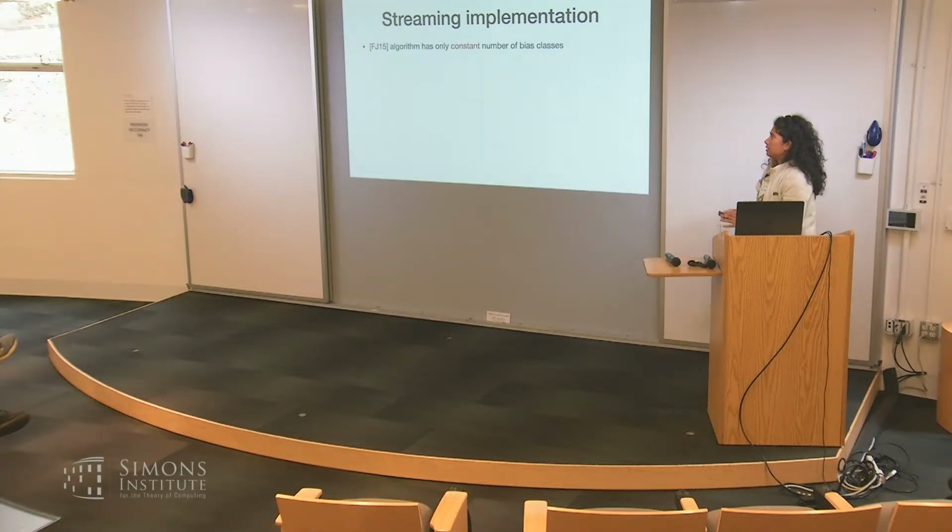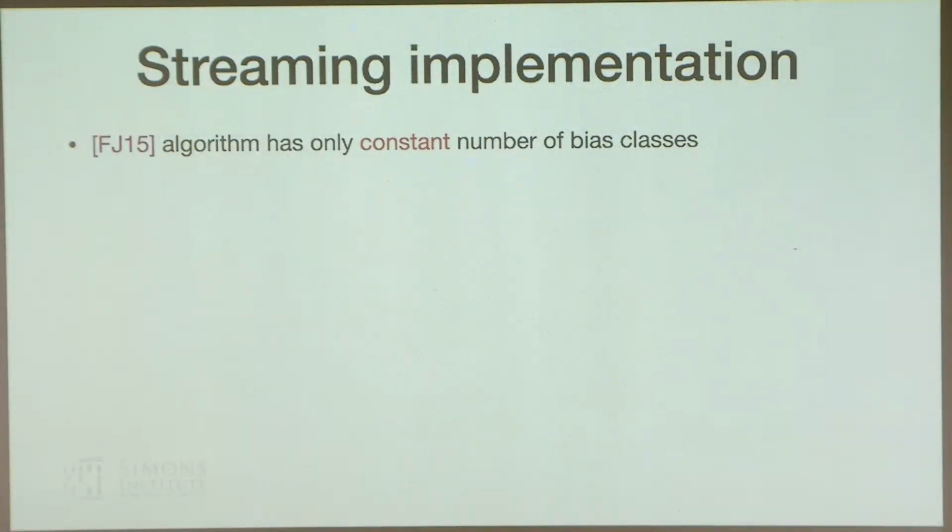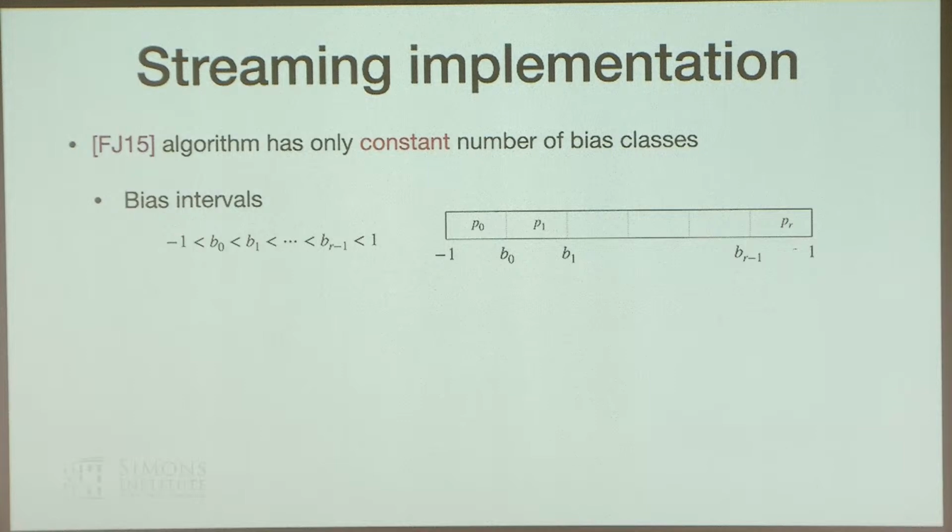The nice thing about this Feige-Joseph algorithm is that it actually only has a constant number of bias classes. Of course, you have infinitely many real numbers between -1 and 1, but it's not going to look at all of that. Instead, it's a step function sort of thing. It only has a constant number of bias classes, where it partitions this entire range -1 to 1 into constantly many classes and says that, let's say your bias fits in the first class, then with probability P0, I'm going to put you in the left set, and with 1 minus P0, you're going to be in the right set. So you only care about these finite classes.